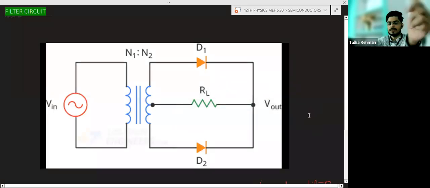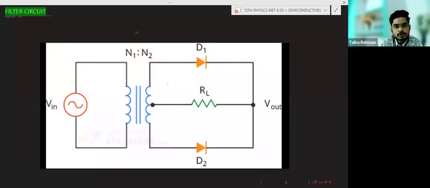Okay, now see. This is a full wave rectifier.